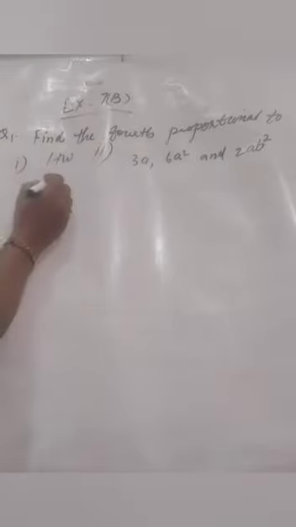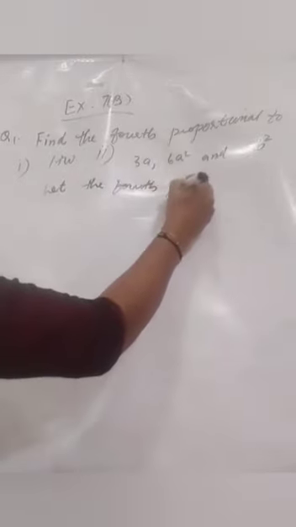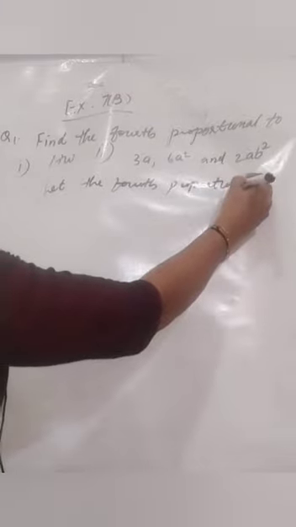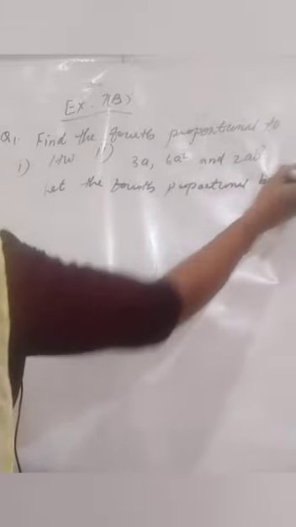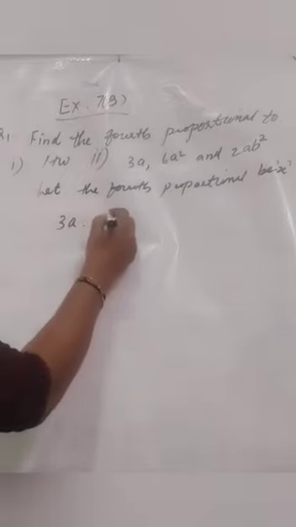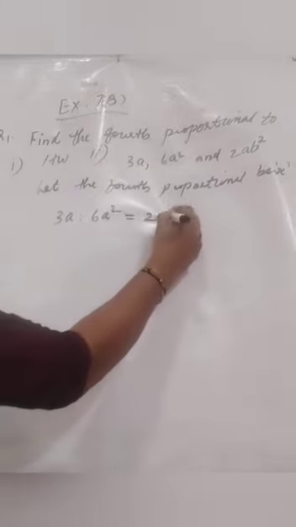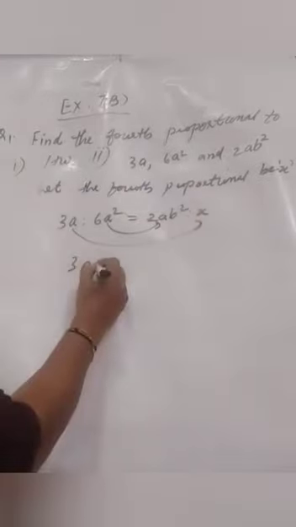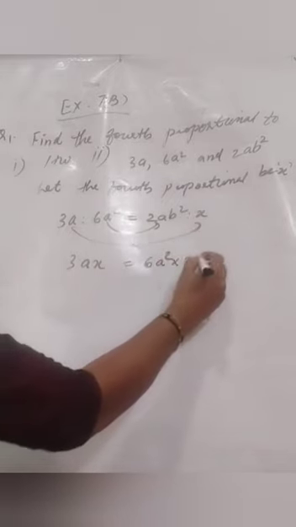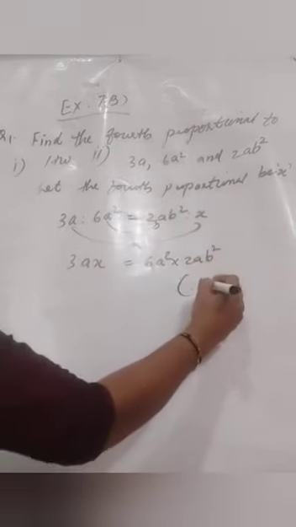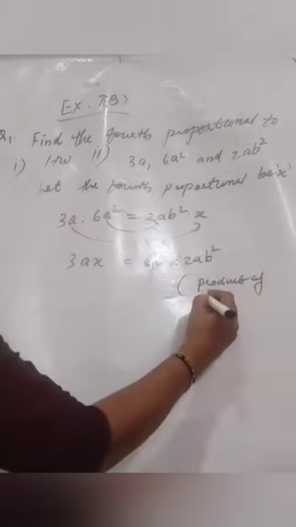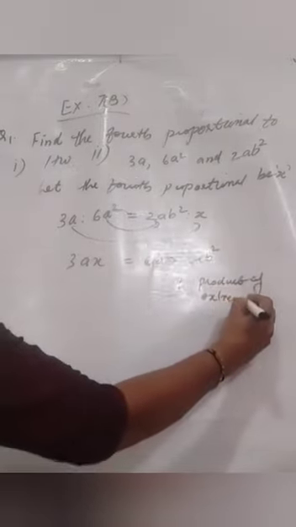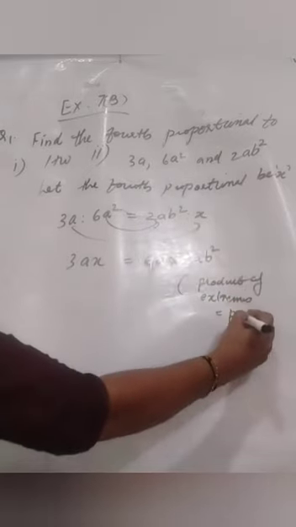Exercise 7B. First question. Find the fourth proportional to the first one; homework, the second. So let the fourth proportional be X. It is not given in the question. Let it be X. And we can write the ratio 3A is to 6A square equal 2AB square is to fourth proportional X. We know that product of extremes equal to product of means. 3AX equal 6A square into 2AB square. We apply that in a proportion.